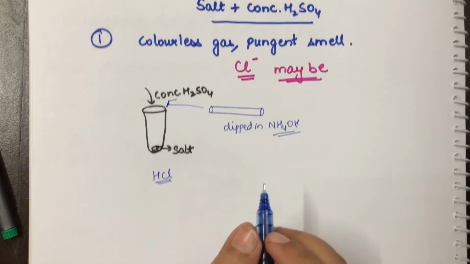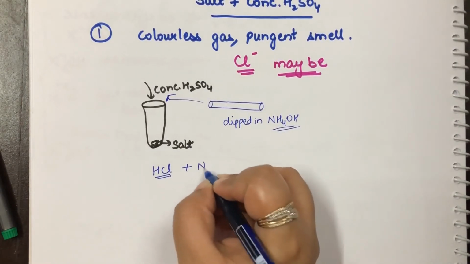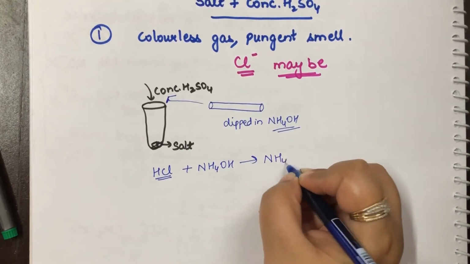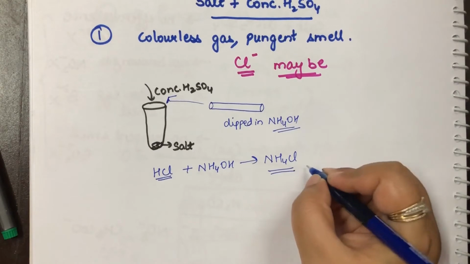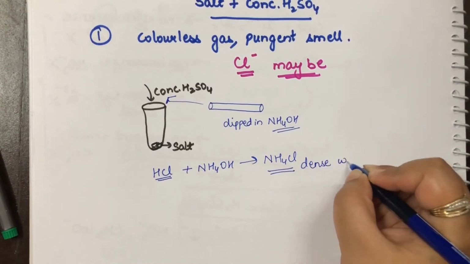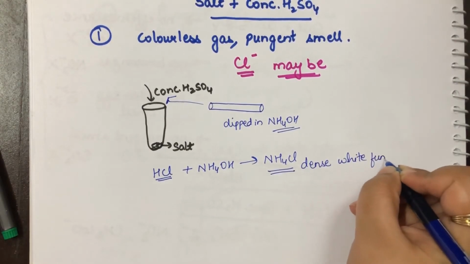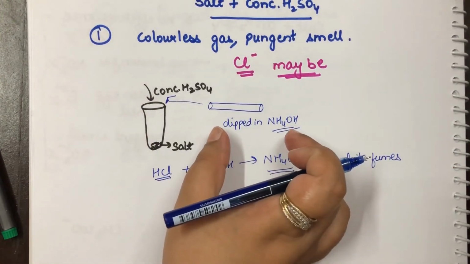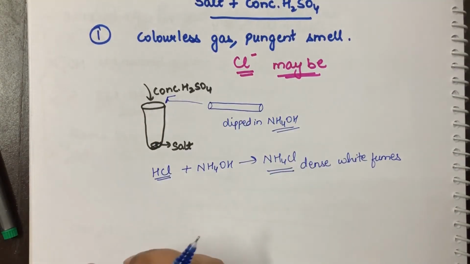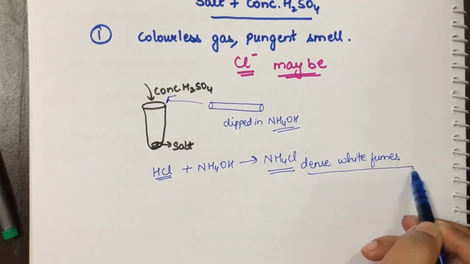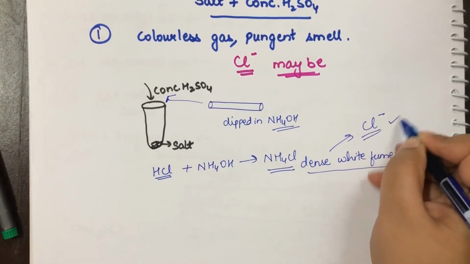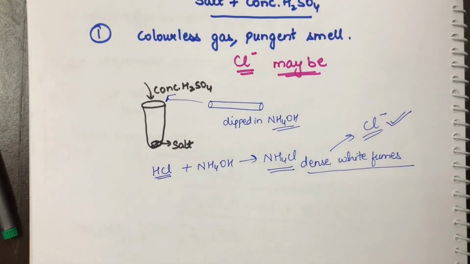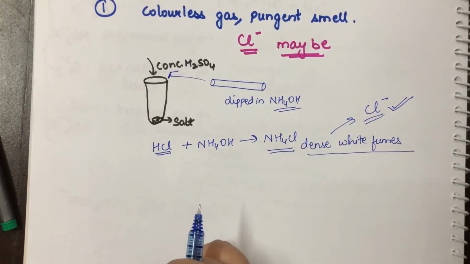So if HCl is coming out, then what will happen if it reacts with NH4OH? It will produce NH4Cl, which is dense white fumes. So once you take salt and concentrated H2SO4 and you bring a rod dipped in NH4OH towards the mouth of the test tube and it shows dense white fumes, then you should be sure that chloride is present. But if there are no dense white fumes, then that means the chloride ion was not present. It's one way of confirming if it is chloride ion.